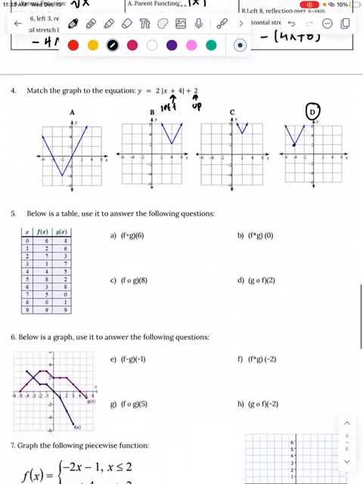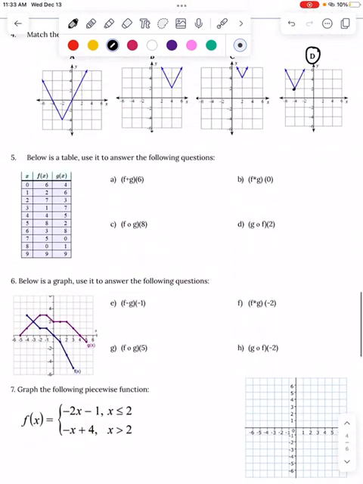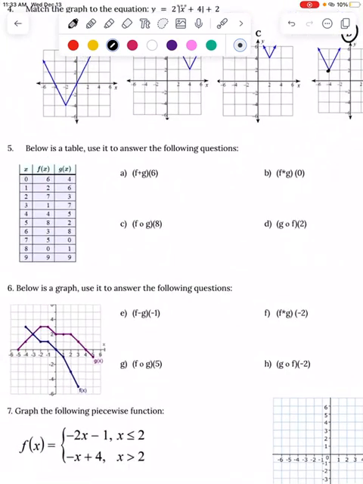All right. Almost done with this test. Below is a table used to answer the following questions. So f of g of 6, so that means we're going to have f of 6 plus g of 6. So look, we're at 6. F is 3, g is 8, so we get 11. F times g of 0, so f of 0 times g of 0. So f of 0, 6 times 4, 24.